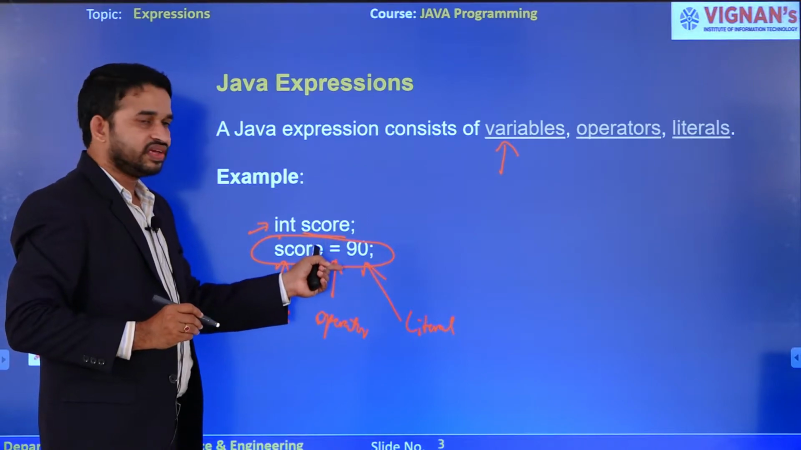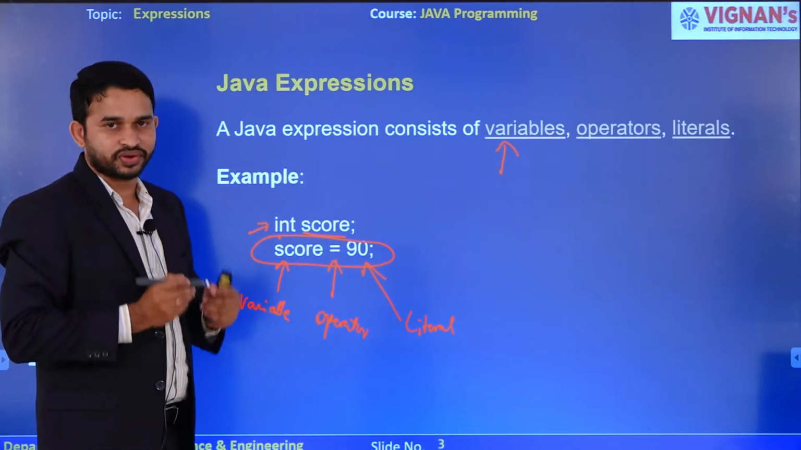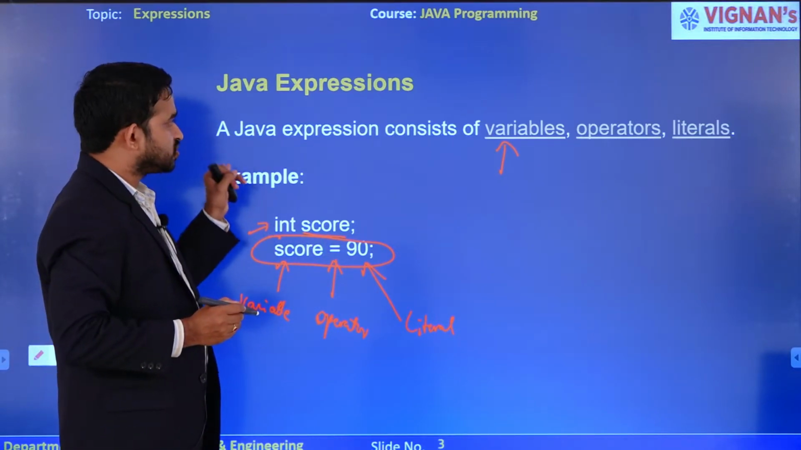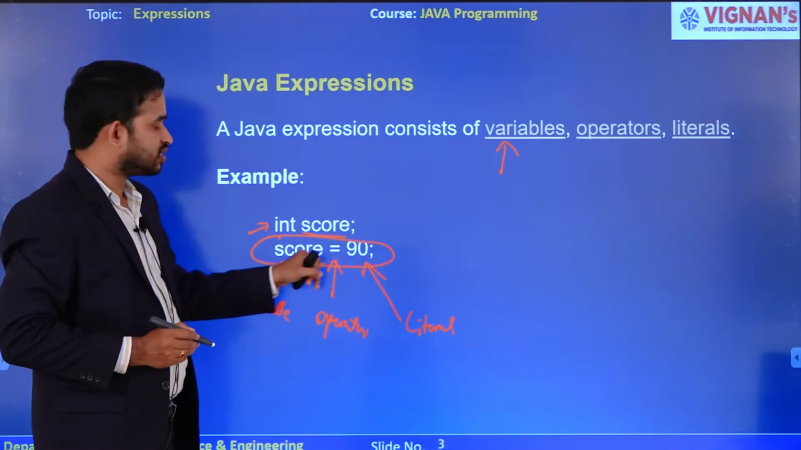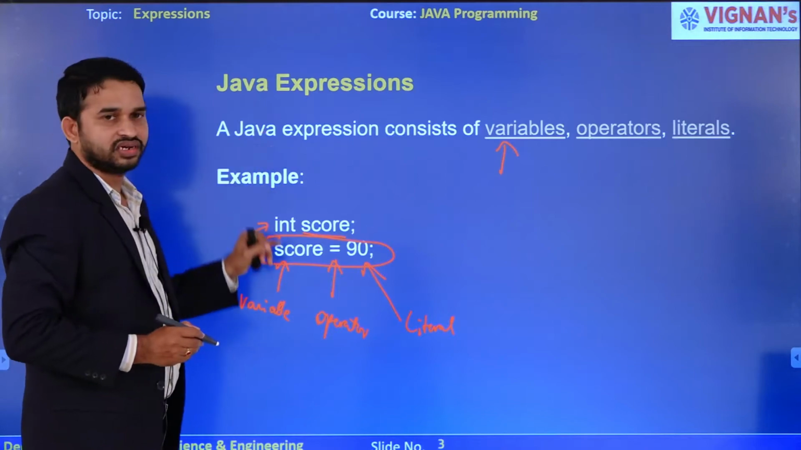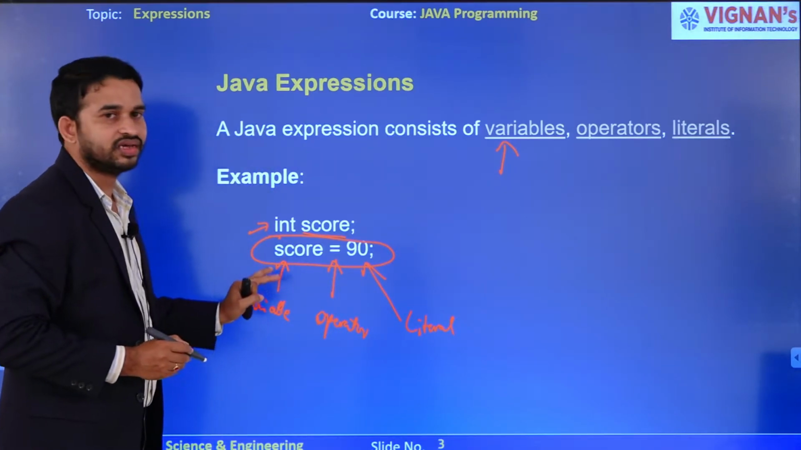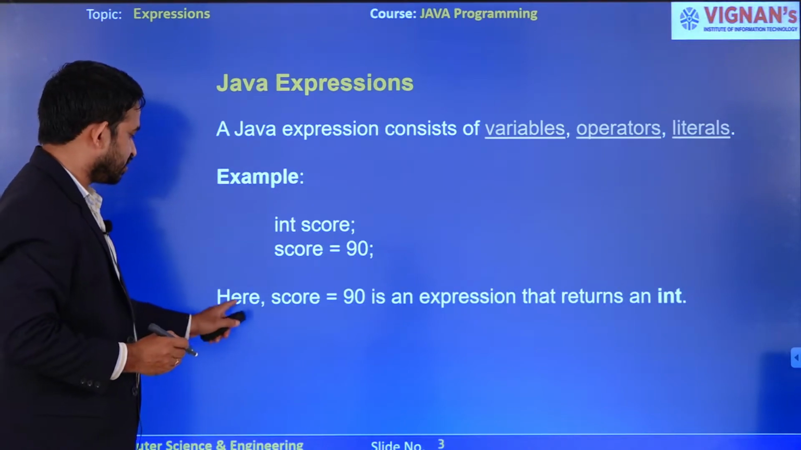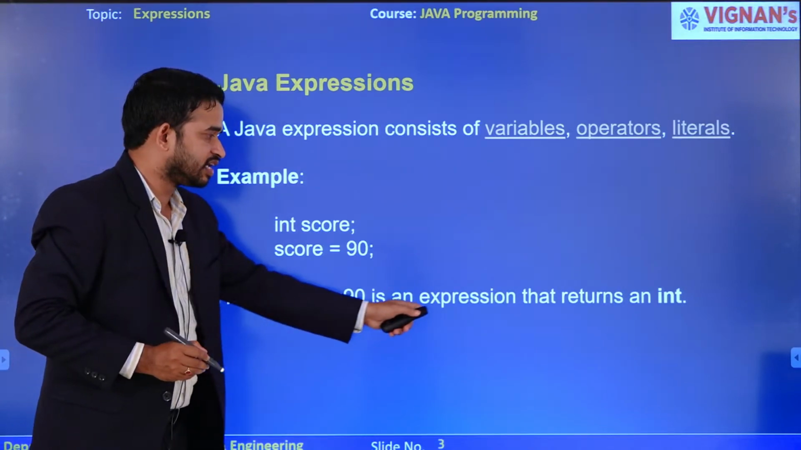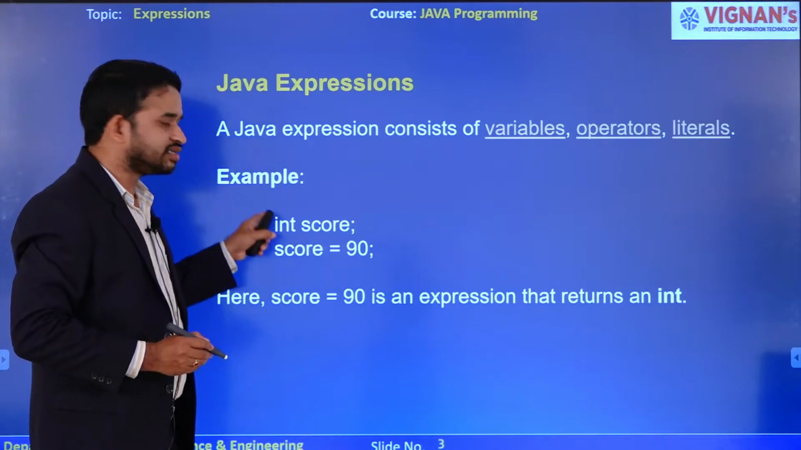Generally we use this type of expression in our programs. So an expression consists of variables, operators, and literals. This is one example of a Java expression. Next, score equal to 90 is an expression that returns a value as an integer.